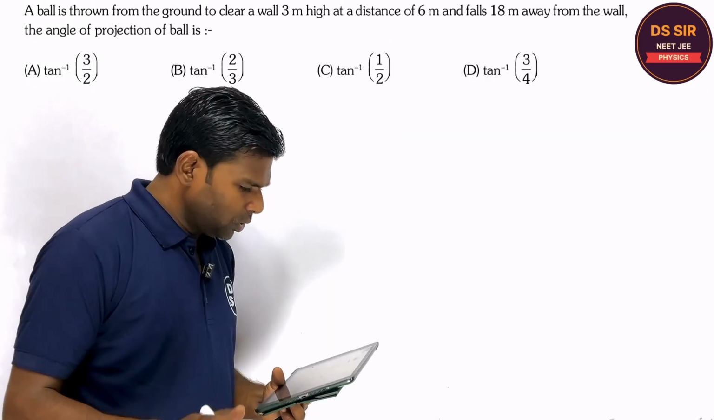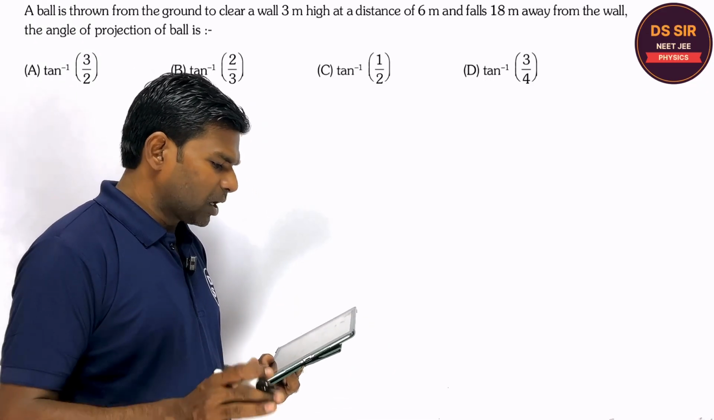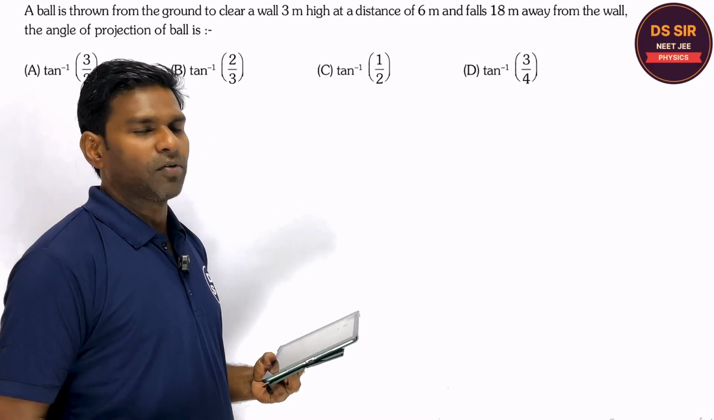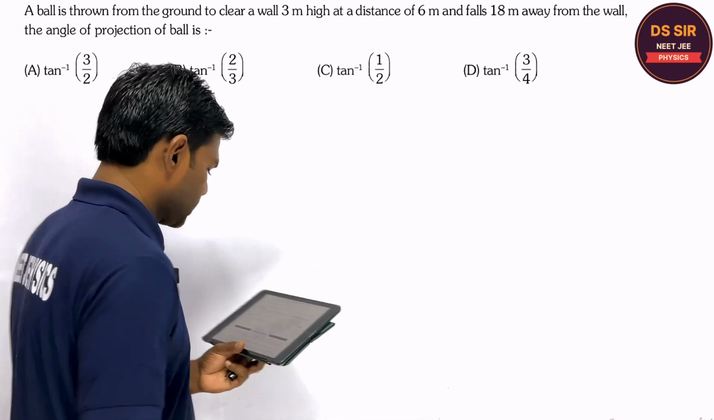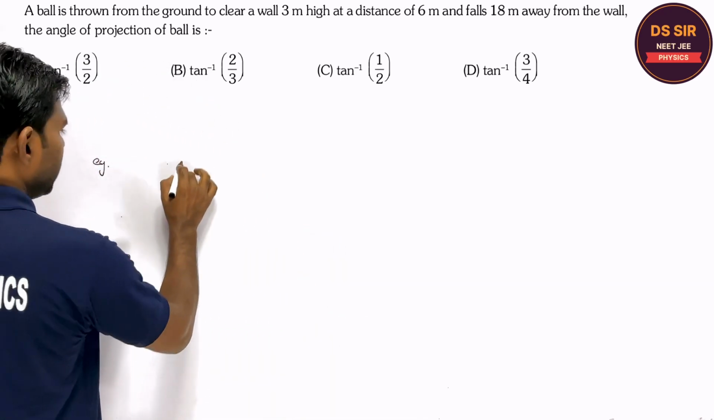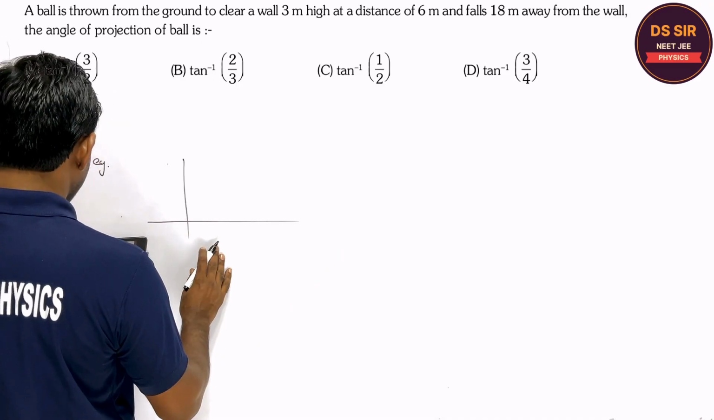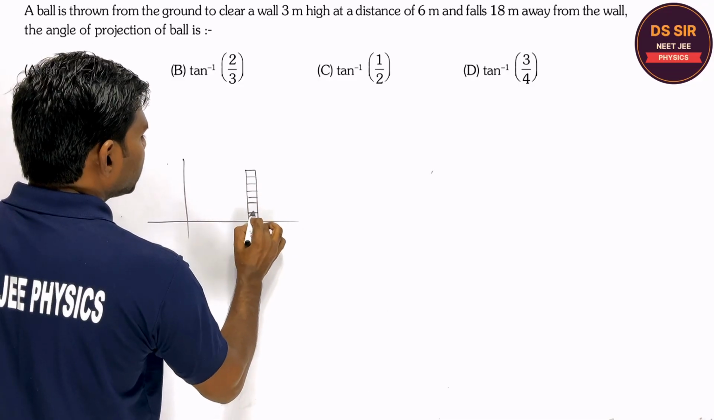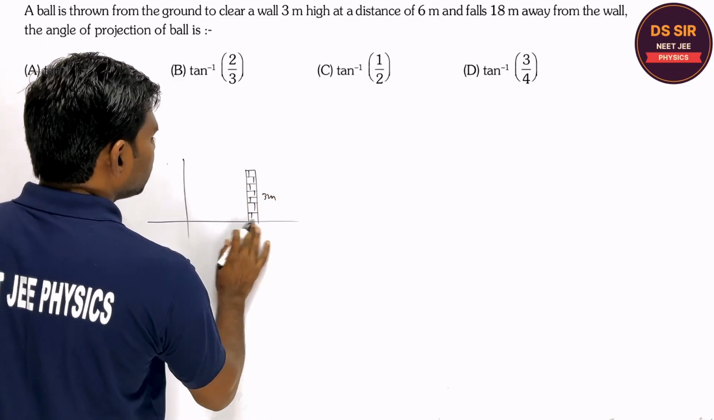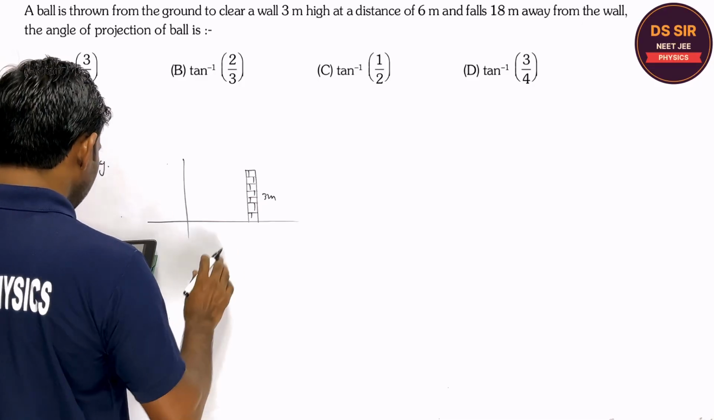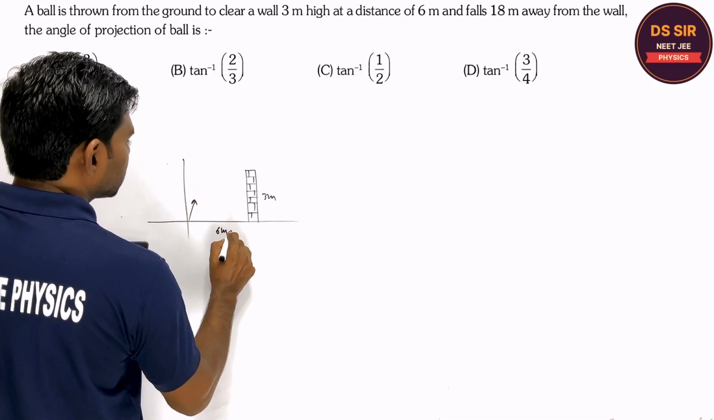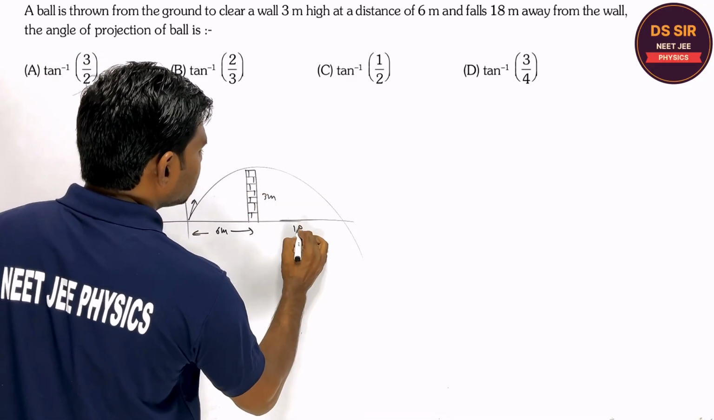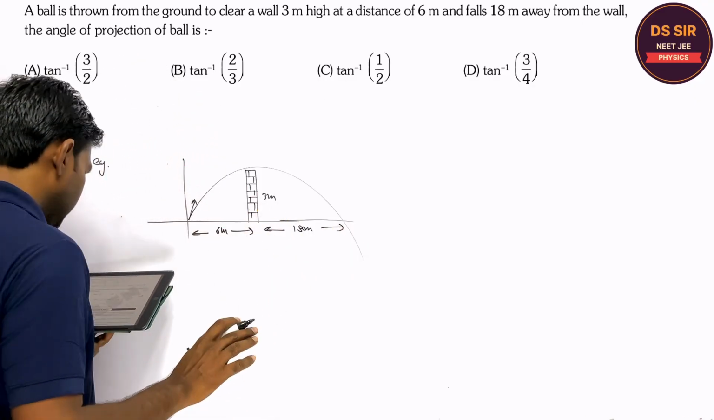Copy this. So in this question, a ball is thrown from the ground to clear a wall 3 meters high at a distance of 6 meters, and falls 18 meters away from that wall, and you have to find the angle of projection, right? Suppose there is a wall, the height of this wall is 3 meters, at a distance of 6 meters from the point of projection. This is the 6 meters, and the ball moves like this, and this is the 18 meters on the other side. Is it clear or not?